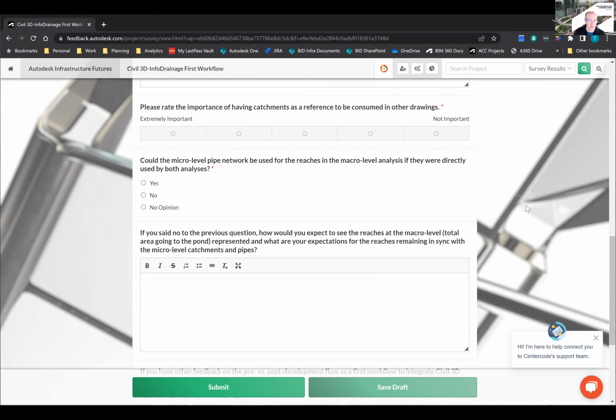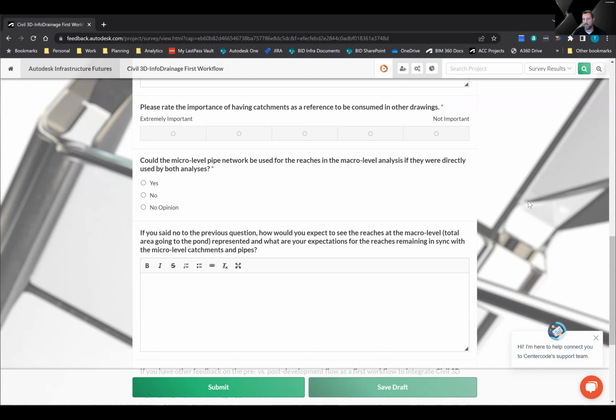Next one here is, could the micro level pipe network be used for the reaches in the macro level analysis if they were directly used in both analyses? Yes, no, or do you not care? And I don't know if Charlie, you want to clarify this at all? That's what I was trying to get at with that last slide, right?